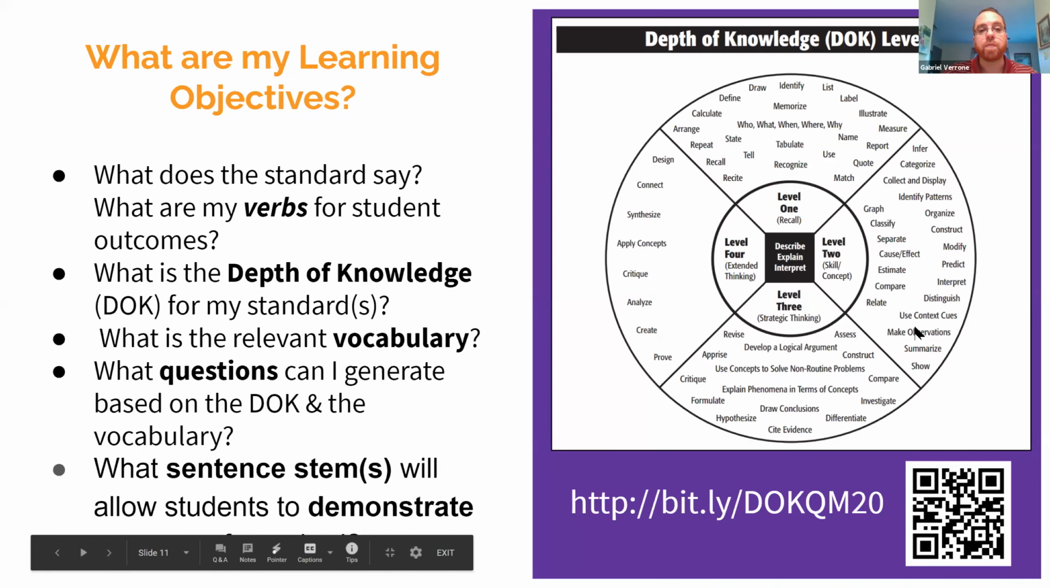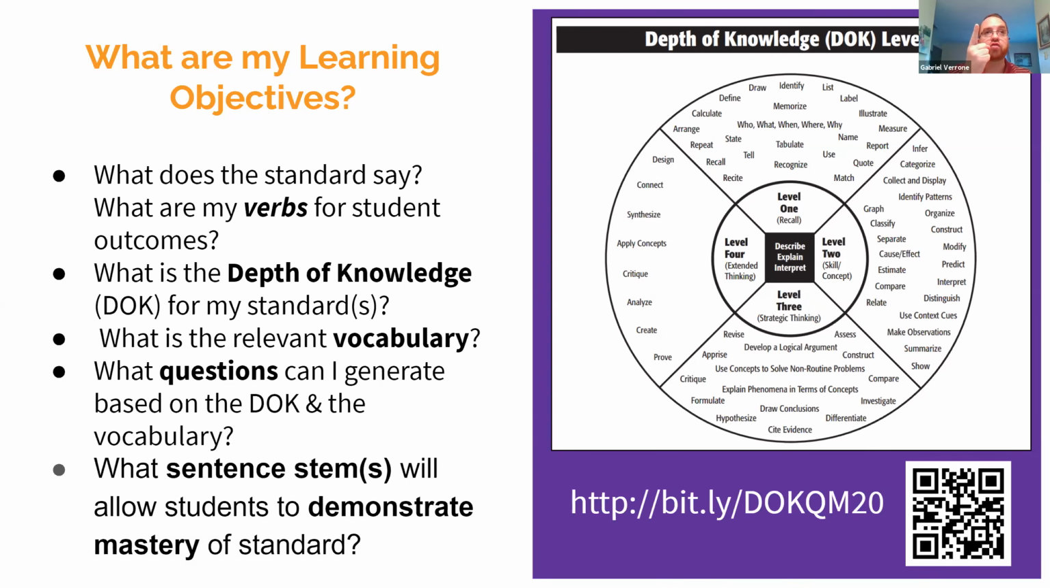So what we have to ask ourselves, in order to use the question matrix to actually generate questions and sentence stems, is: what is it that I want my kids to know? What does my standard say? What are my verbs for student outcomes? Once I see what my kids are supposed to do in a specific standard, I can then look at the depth of knowledge. I'm going to pop this into the chat and you'll have this depth of knowledge chart. Just give me a minute and I'll do that once I finish reading this.